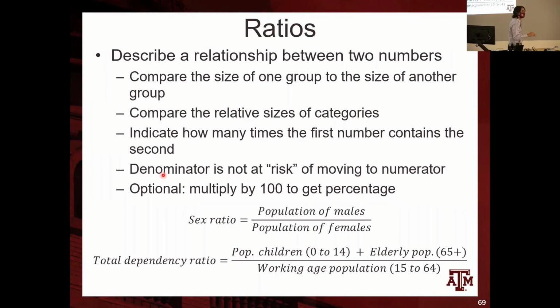Usually ratios are shown in percentage terms. So we divide the size of two groups, and then afterwards, we multiply by 100. For the sex ratio, for example, we get the total population of males in a specific year, in a specific country, and divide it by the population of females.